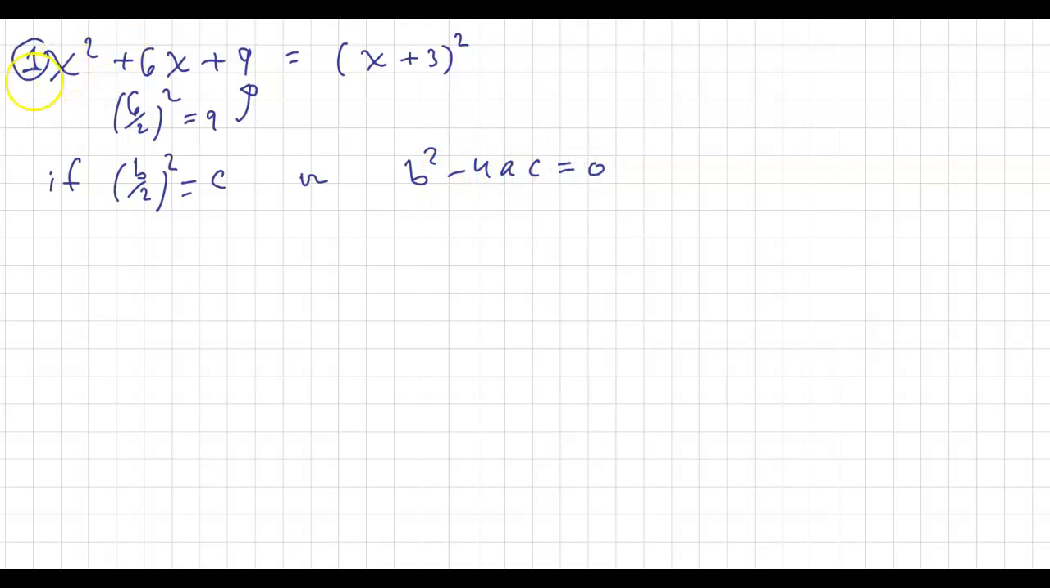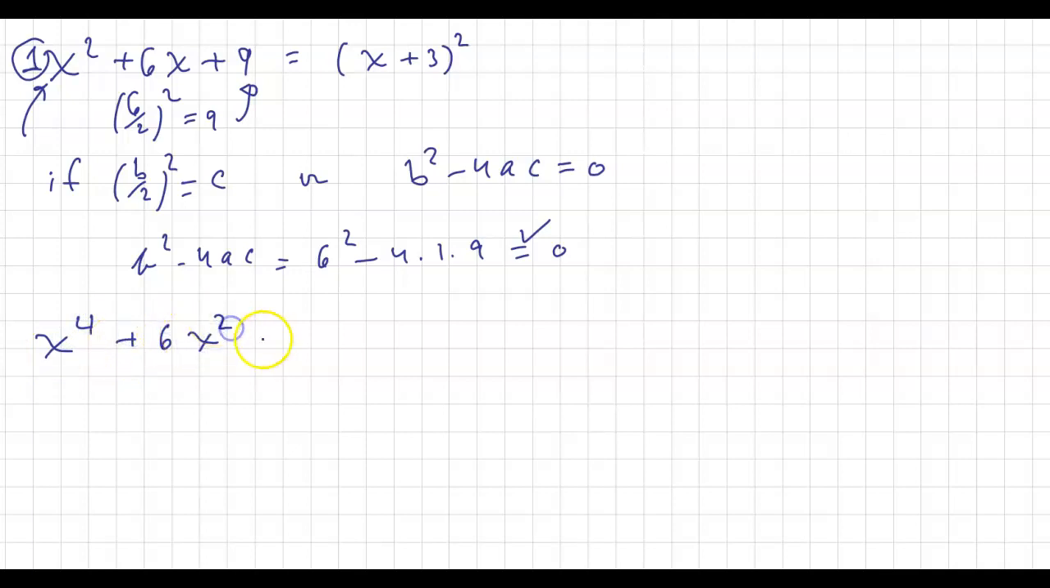Let's take a look. For this quadratic, if I calculate b squared minus 4ac, I get 6 squared minus 4 times 1 times 9, which does equal 0. So that's a perfect square quadratic trinomial. But the first quartic I'm going to show you is going to be very similar. Notice it has coefficients 1, 6, 9, just like this first one did.